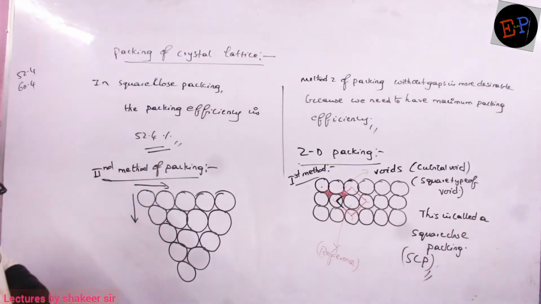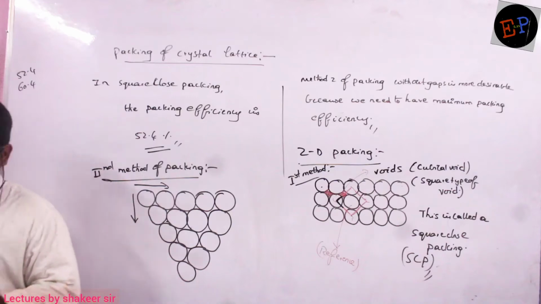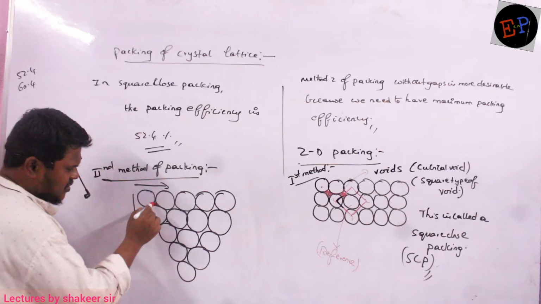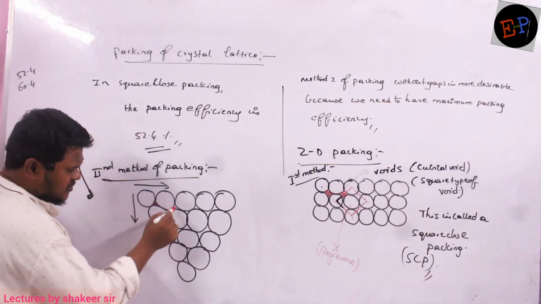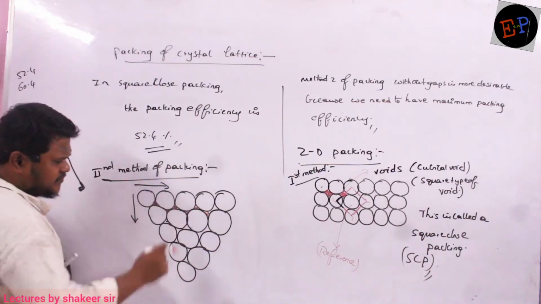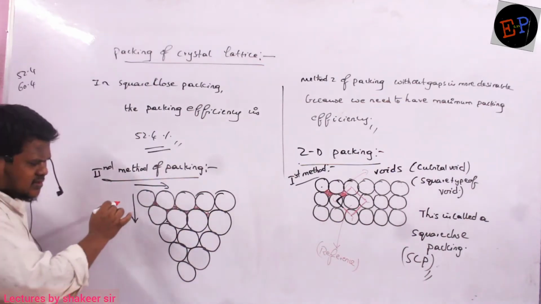Now let us see the arrangement of voids in this condition. So where are voids present here? This is one void, no? And this is another void. This is another one, and this is another one. This is another void. Now can you say what is the arrangement of these voids?